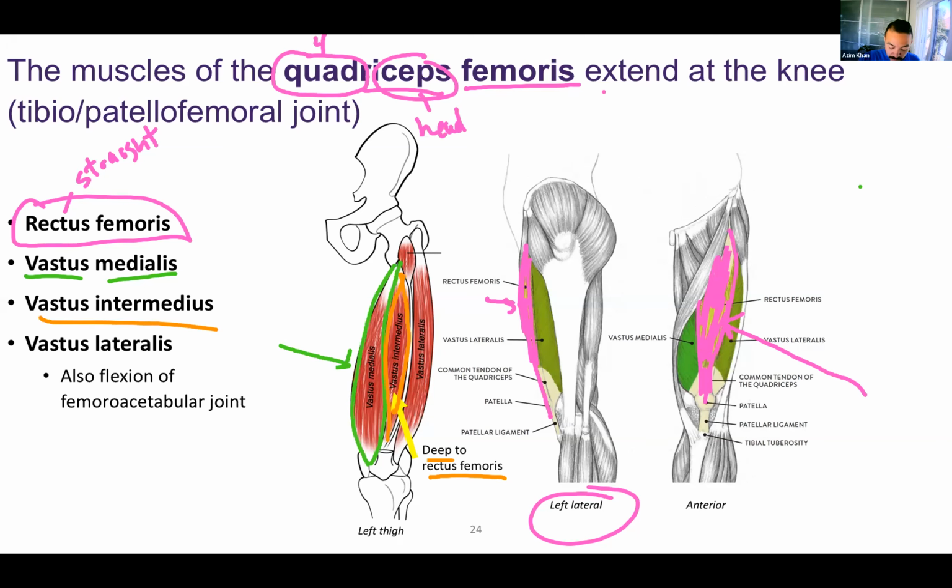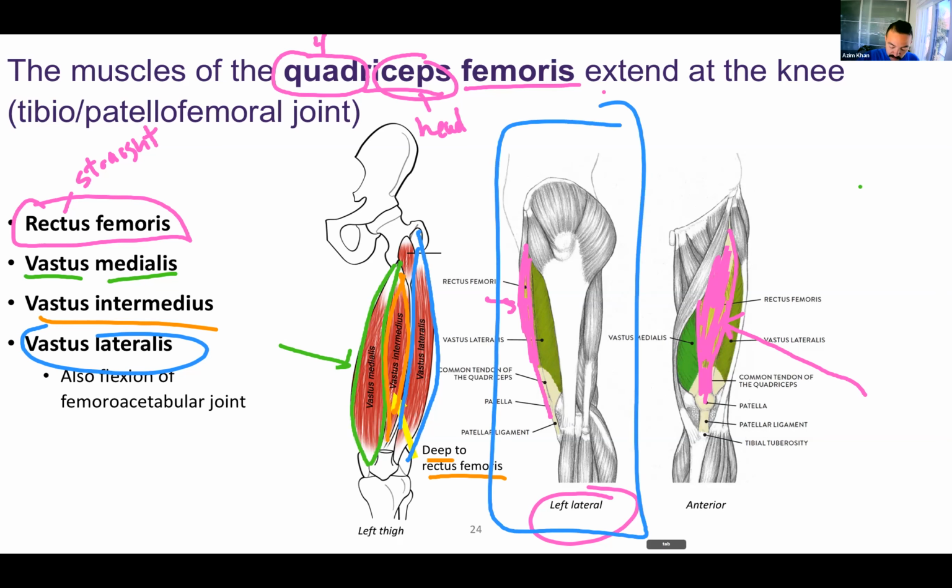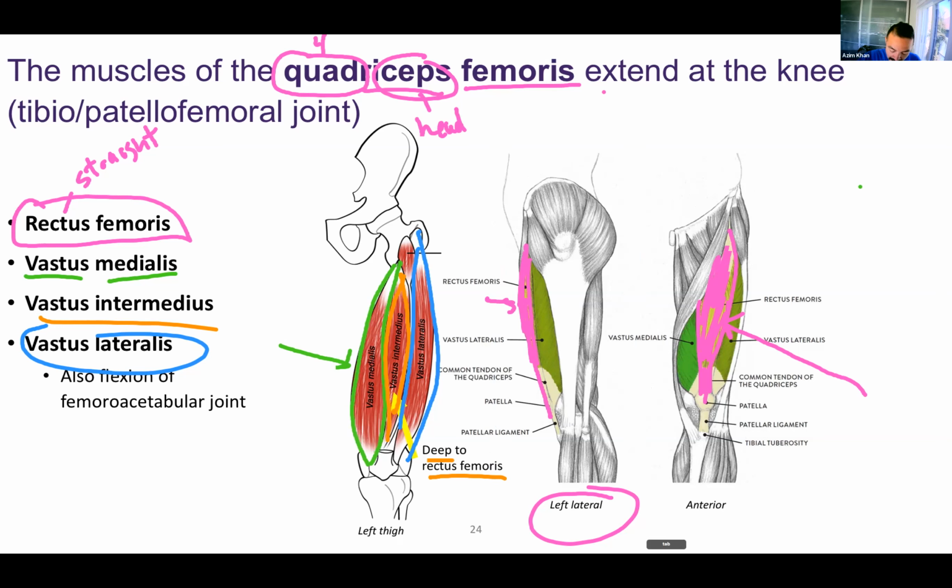And then the most lateral one is the vastus lateralis. If you look at this left lateral view, it's hiding a bit underneath that iliotibial tract. The vastus lateralis is a large, lateral muscle. So you can see it from a posterior view as well, as we'll see coming up.